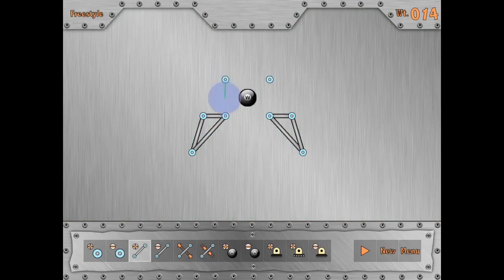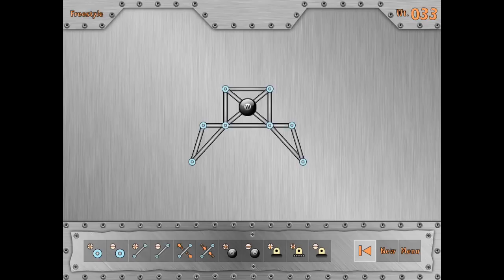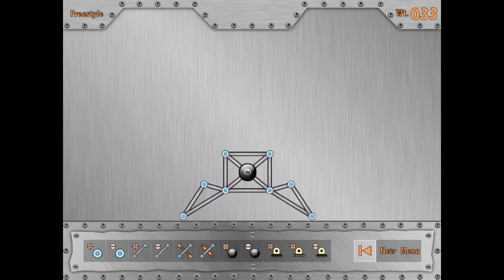Using the button for adding bars, we then insert the corresponding structural members between joints. We must make sure that the payload is connected to the protective cage by adding all necessary bars. To see how the structure behaves up to this point, we hit the play button and start the simulation.